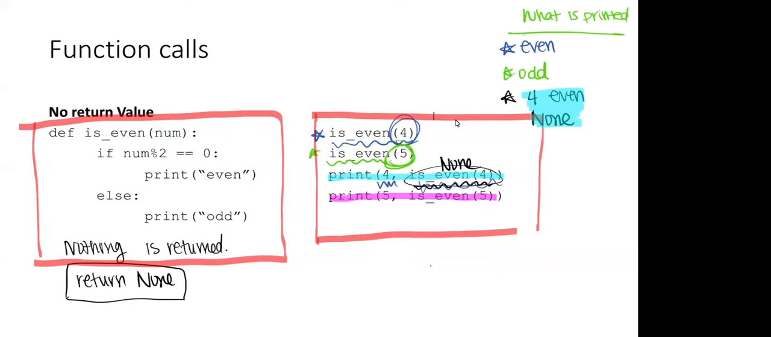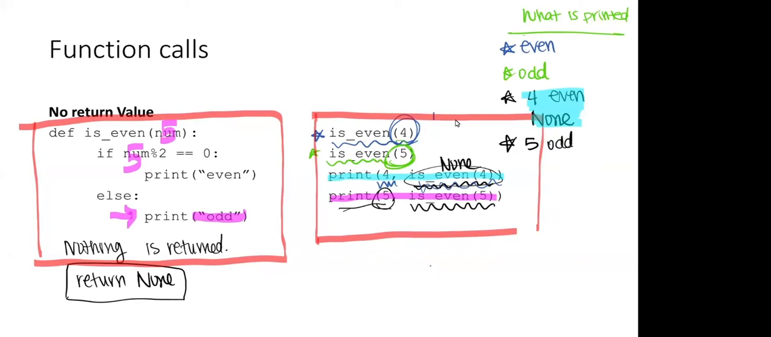So when we go into this part of the program, we see print 5. So it's going to print out 5 first, then it has to print out is even 5. So is even 5 has to be computed before the actual value of is even 5 could be printed out. So we are going to run this function where the input is 5. If we run is even 5, if num modulus 2, so if 5 modulus 2 is equal to 0, which is false, we go here and we will print odd. So odd will print out.